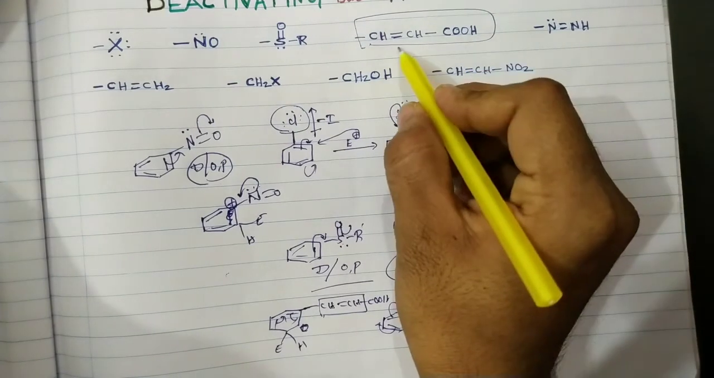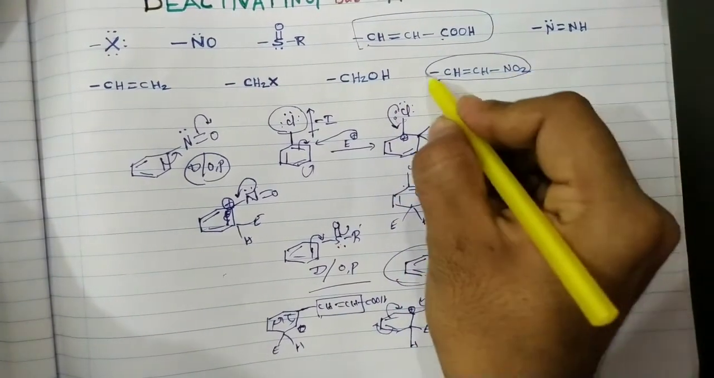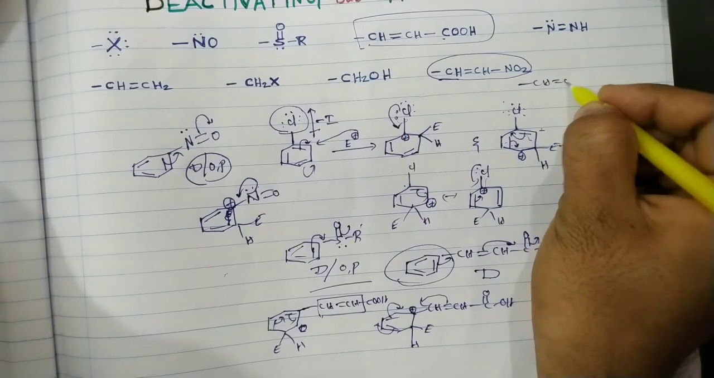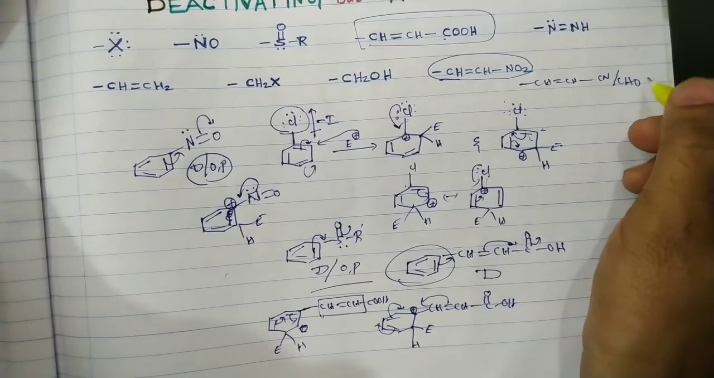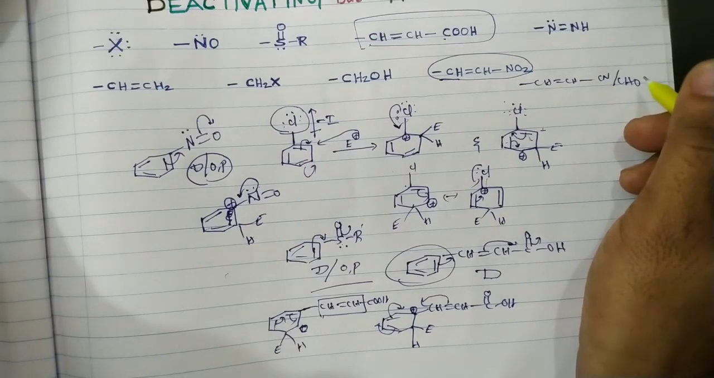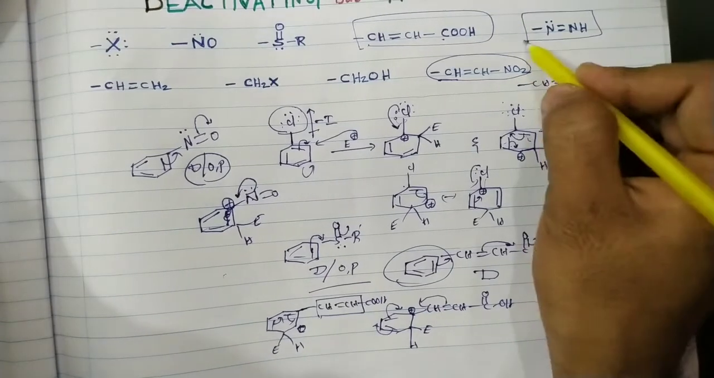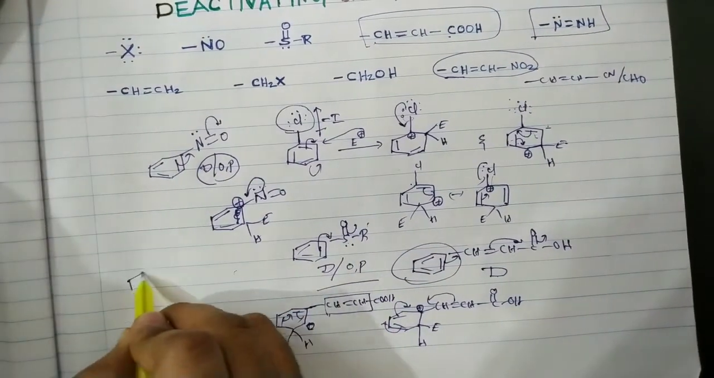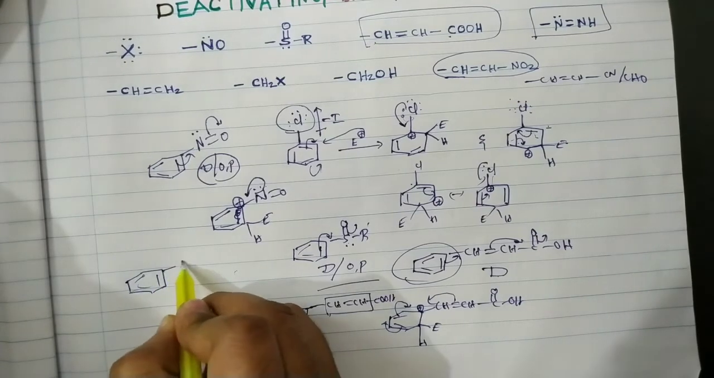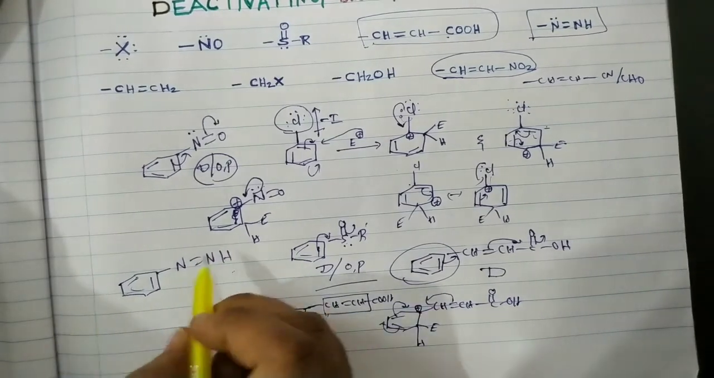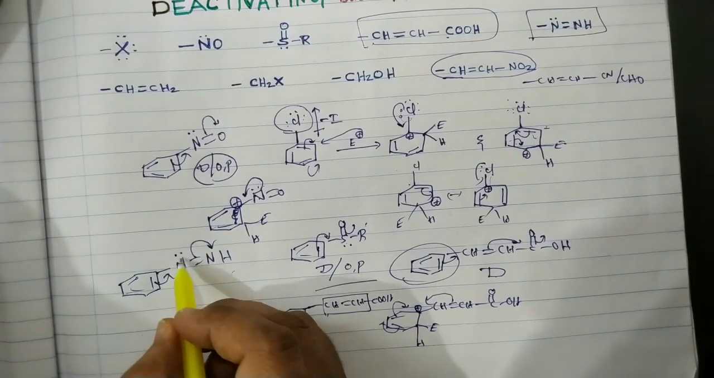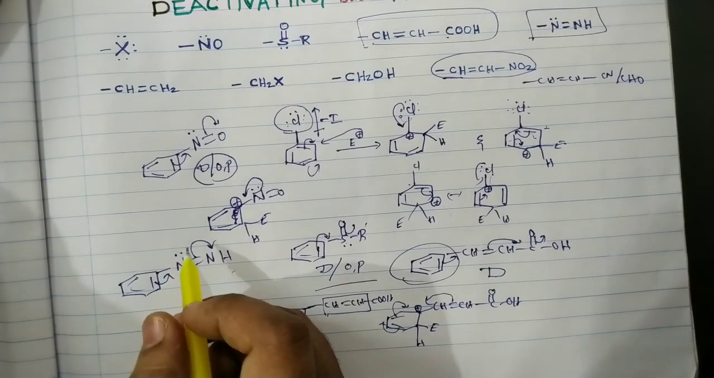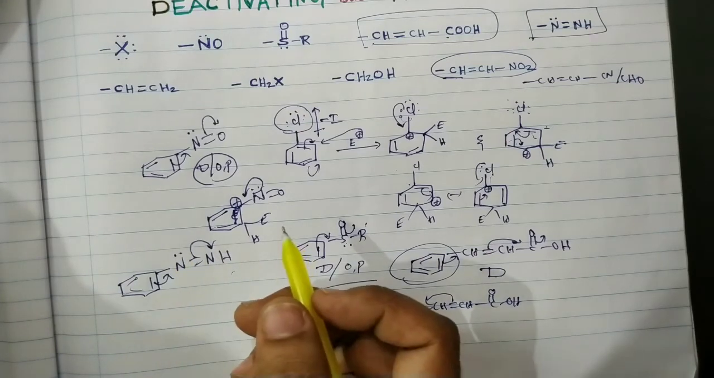And similarly CH double bond COH, here also same story, and here also CH double bond CH and CN or CHO, all these are deactivating groups but ortho para directing groups. Now here also this one, you see, when the group is attached to the benzene, that N double bond NH, because of this pi conjugation it is a deactivating group, but the lone pair of electrons present on this nitrogen stabilizes the sigma complex when the electrophile attacks at the ortho position and para position.